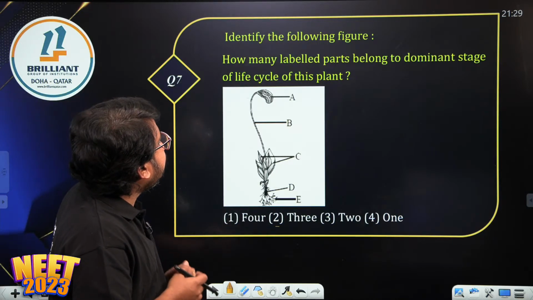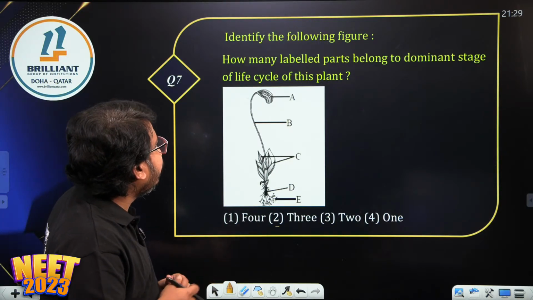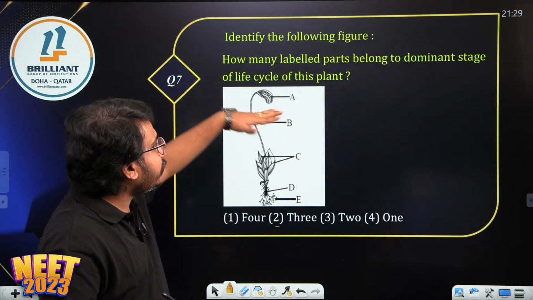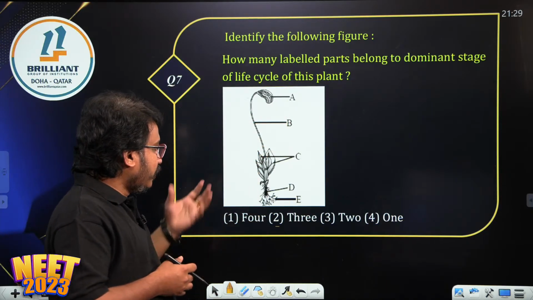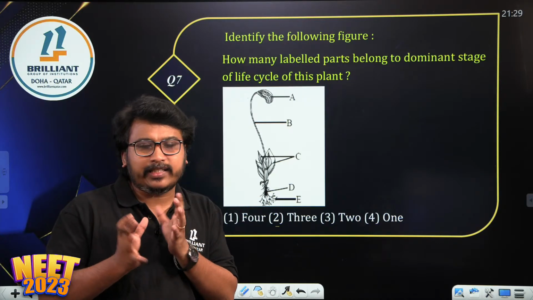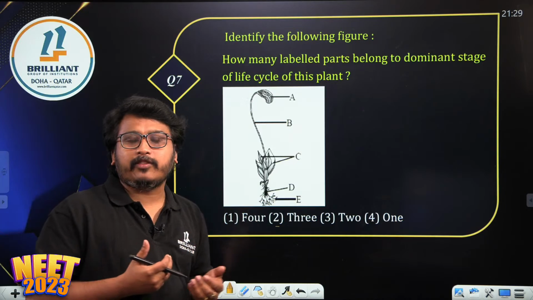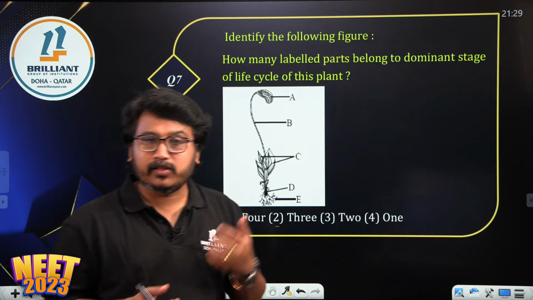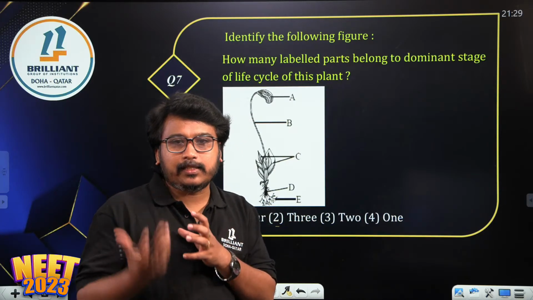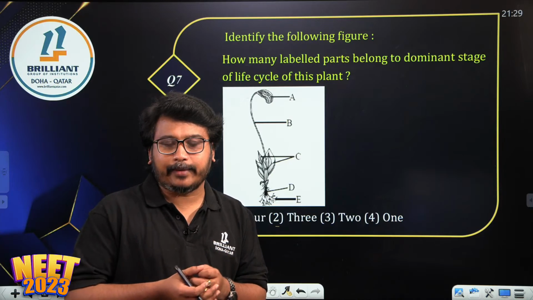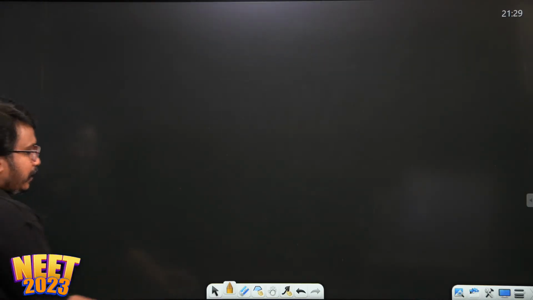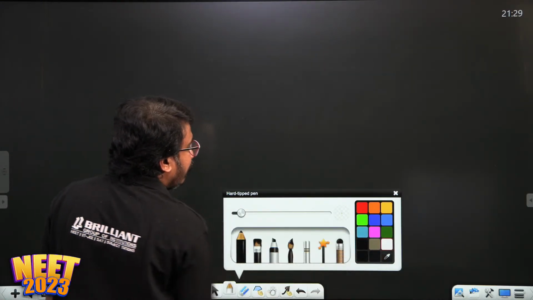Now next is: identify the following figure. How many labeled parts belong to the dominant stage of the life cycle of this plant? Here the Funaria diagram, the moss diagram given in NCERT, is shown. There you have to learn about gametophytic and sporophytic generations, which can be a little confusing. We can easily sort it out by learning a particular diagram that is entirely missing in NCERT. So let's discuss the diagram given in NCERT, then come back.